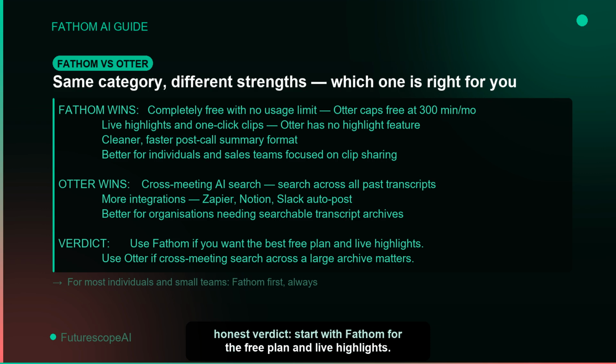The honest verdict: start with Fathom for the free plan and live highlights. Add Otter if cross-meeting search across a large archive becomes a real need.